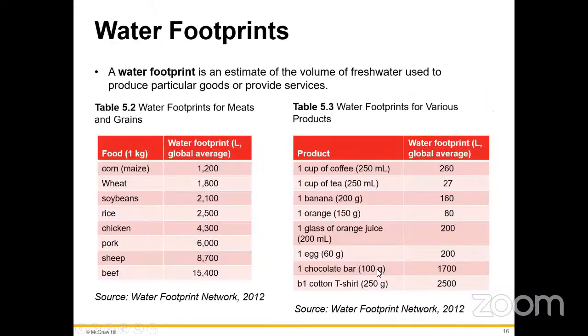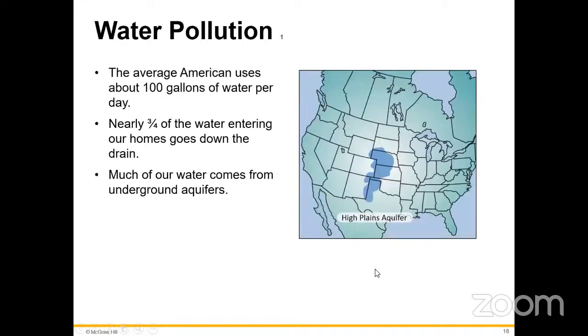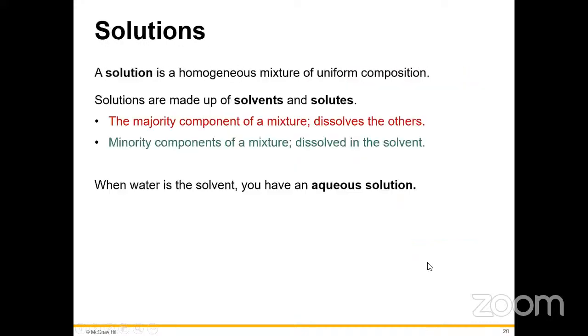Okay, let me just skip all this here. You can read this up on your own. I want to get to a discussion of solutions, especially when it comes to water, all right? And solutions where water is a solvent.